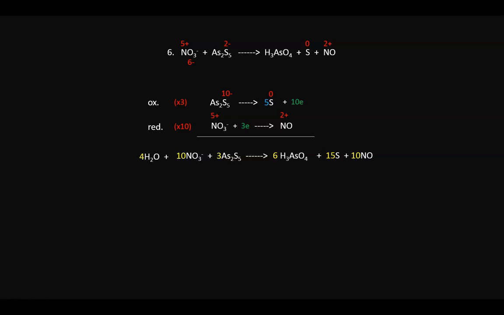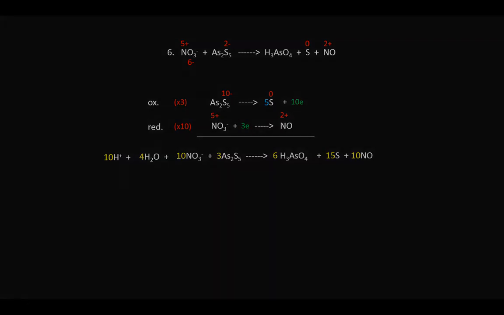Now for hydrogen. There are 8 on the left and 18 on the right. So we must add 10 H pluses. The equation is now balanced in acidic medium. This ends the video on balancing redox reactions.